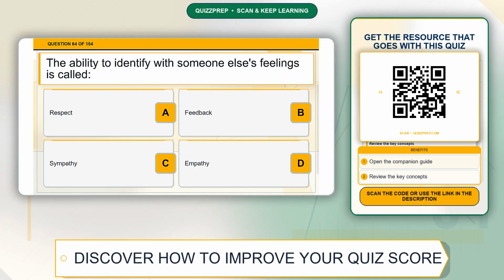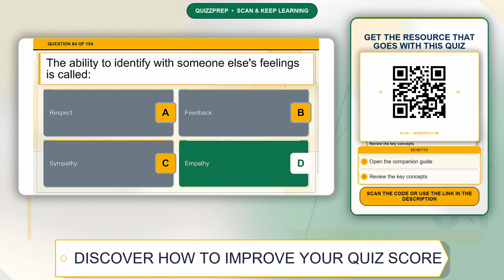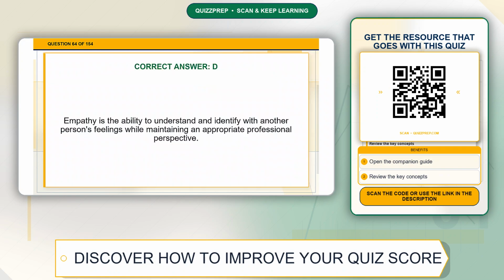Question 64. The ability to identify with someone else's feelings is called option A, respect. Option B, feedback. Option C, sympathy. Option D, empathy. The correct answer is option D, empathy. Explanation. Empathy is the ability to understand and identify with another person's feelings while maintaining an appropriate professional perspective.